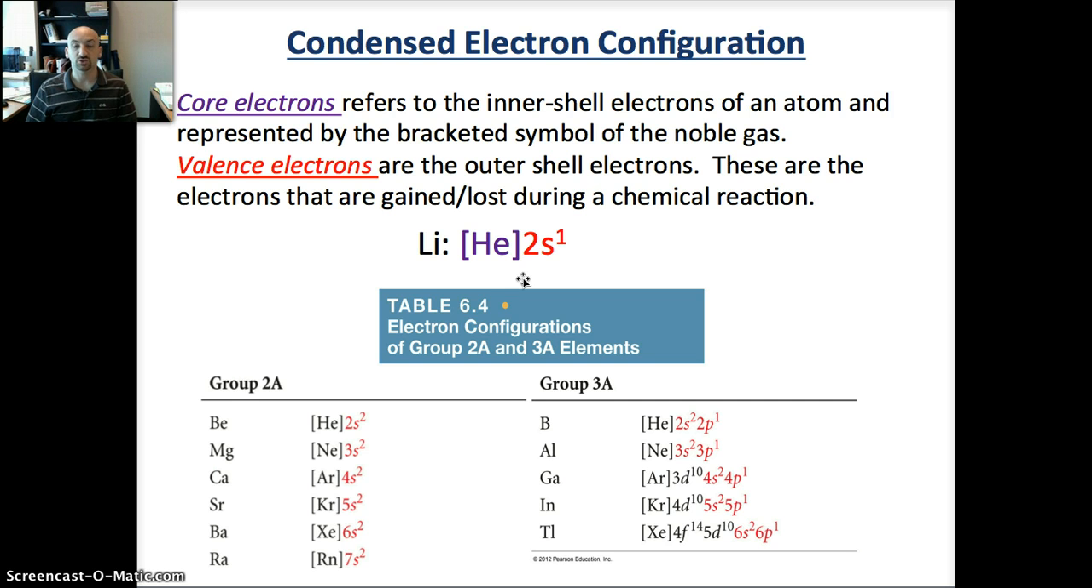So core electrons just refer to the inner shell electrons of an atom. Okay, and these core electrons can be represented by bracketing the symbol of the noble gas that precedes the element in question. Okay, the valence electrons are just those outer shell electrons. These are the electrons that are gained or lost during a chemical reaction.